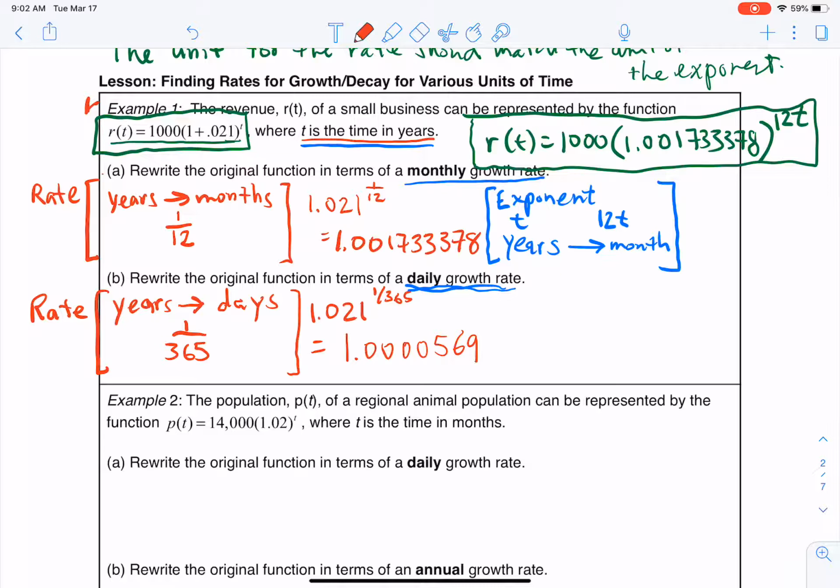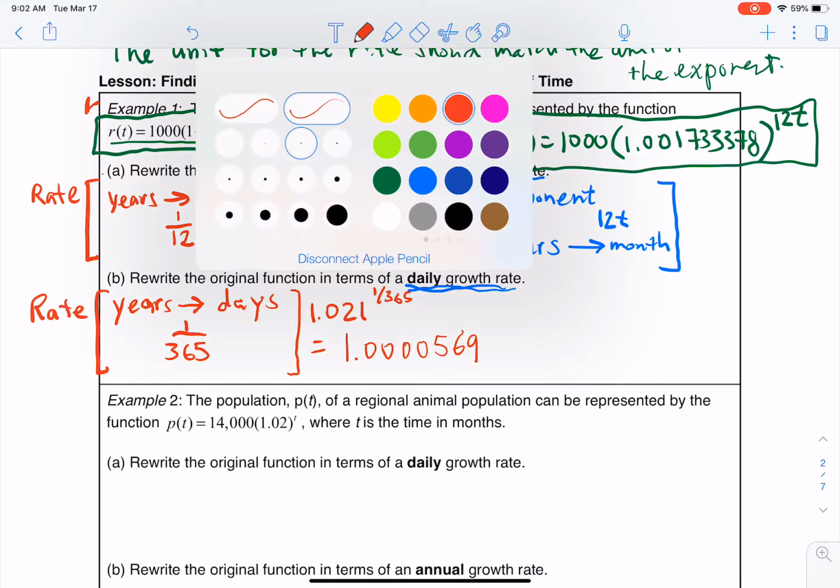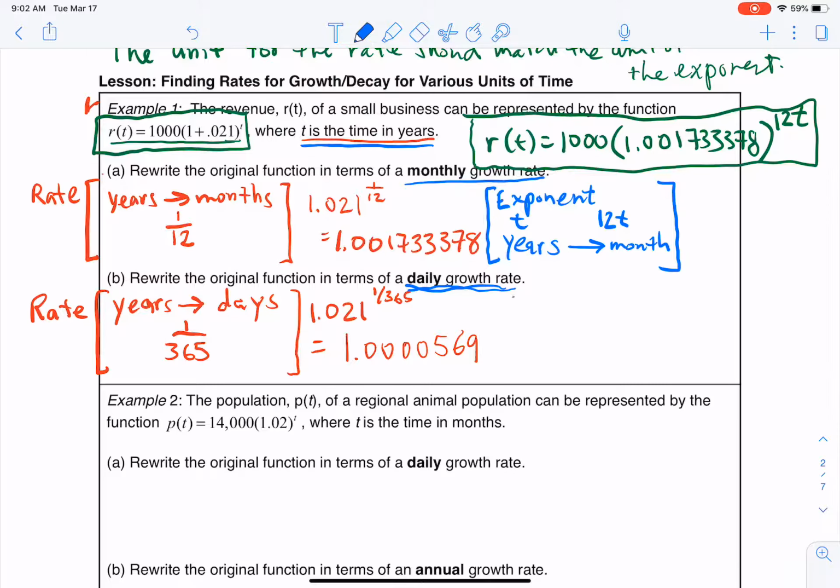All right, so that's my daily growth rate. Now for my exponent, so again, we're going from t years, and we want to change that into days. So if I wanted to figure out how many days were in 2 years, I would just multiply 365 by 2. So in this case, because we're using a variable, it'll be 365t.